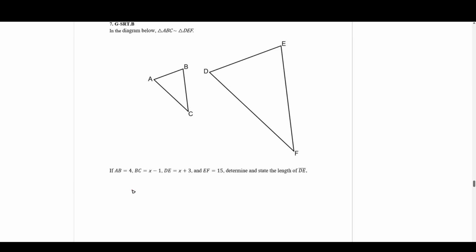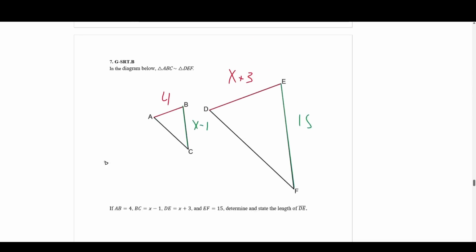Okay, now it's saying that AB is equal to 4 and that DE is equal to x plus 3. So that's this red side over here, and that's this red side over here. And then finally, we know that EF is equal to 15, which is down here. EF is 15, and DE we already said was x plus 3, and BC is x minus 1, sorry. So I've labeled my sides, and notice here how I made AB and DE red and BC and EF green. Why? Because those two sides correspond to one another.